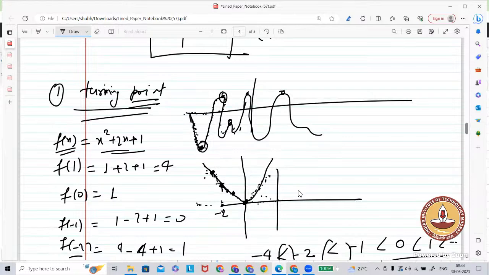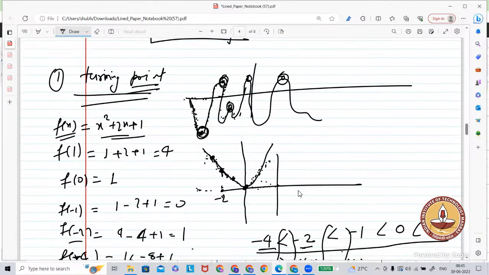The values of the output are changing from decreasing to increasing or increasing to decreasing. So this is the thing here. These points are actually called the turning points. The function behavior actually changes here. This is the change happening. These are called turning points.